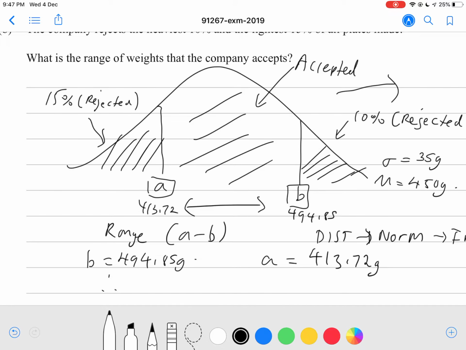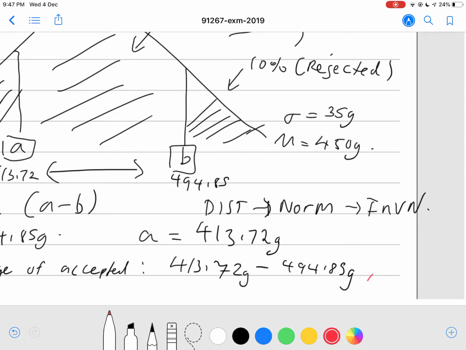So we're going to state that our range of accepted weights would be 413.72 to 494.85, just grams and grams. And that would be your final answer for this question.